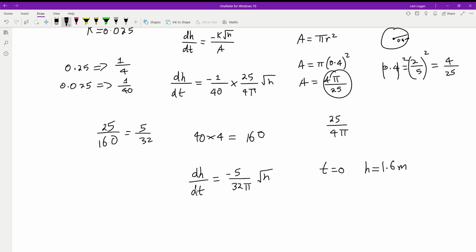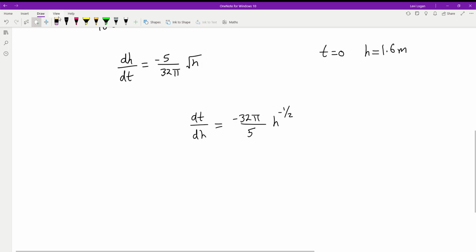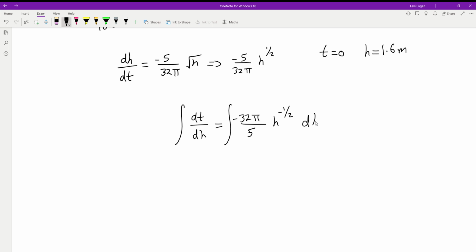Now, what we've got to do is try and solve this differential equation. At the moment, we can't integrate because we have h over here. So what we're going to do is flip our differential. We'll have dt on dh, and that means we're going to flip this entire thing. So we'll have negative 32 pi on 5, and then h to the negative a half. Up here, another way to rewrite this would just be h to the positive a half, but because I'm flipping it over a fraction, I'm going to give it a negative exponent. This is another way you can write it, and I've just given it a negative exponent. Okay, so now if we integrate both sides, we can do it with respect to h, alright?